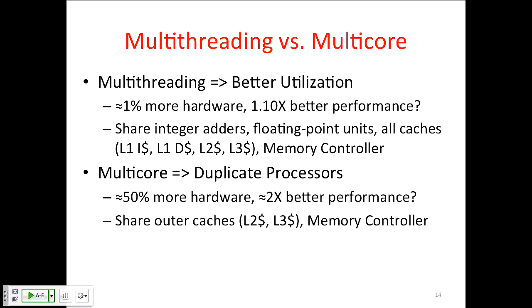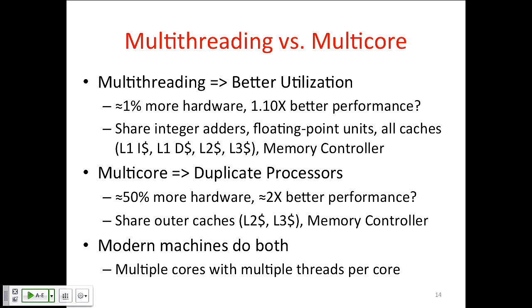So you can imagine one thought exercise: I could either have two cores with one thread or one core with two threads. So one core with two threads is going to be a lot smaller, but the performance improvement is going to be less. Two cores with two threads is going to be a lot faster, but it's going to cost you a lot more in area. And in practice, all modern machines do both. So every core has some degree of hardware threading, and then you have multiple cores. Right? That's sort of standard on every machine.